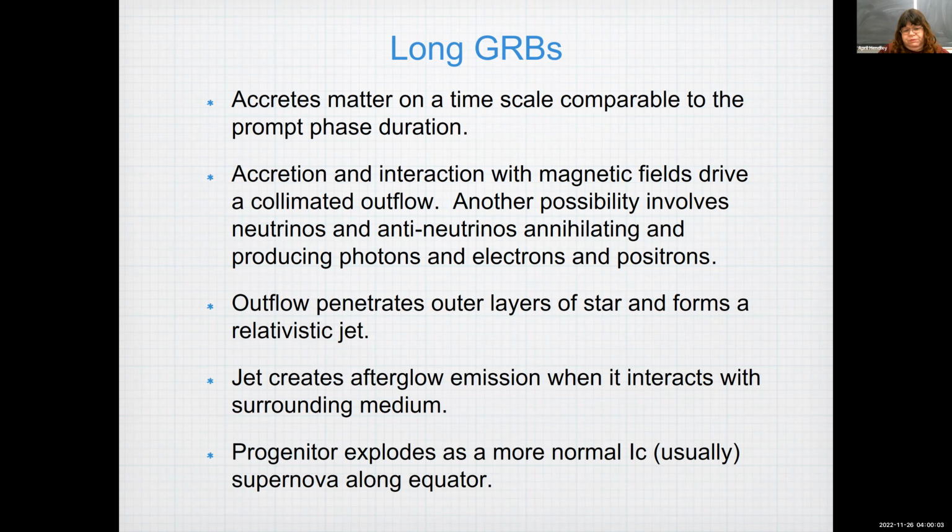The afterglow is produced when it interacts with the interstellar medium. The prompt emission, the gamma ray burst itself, occurs before then, with the interactions before that, like with the star and with the jet itself. There are what they call internal shocks inside the jet that go on. If you're looking at one of these stars along the equator, you'd see a more normal 1C supernova usually. In fact, along the equator, you might not see the gamma ray burst.